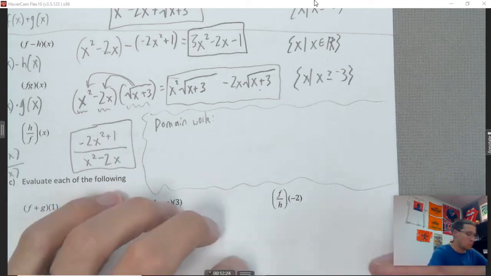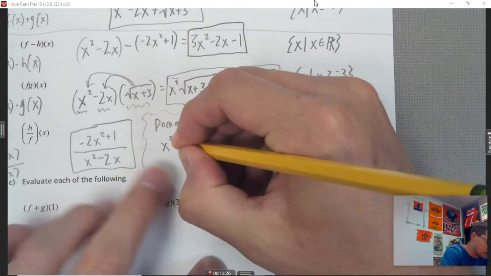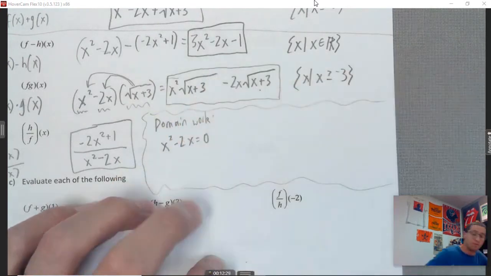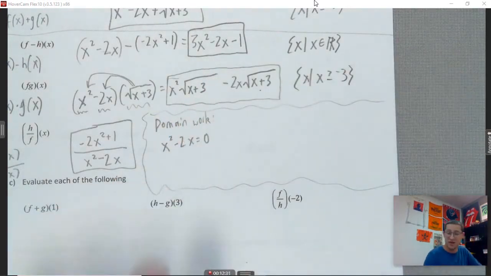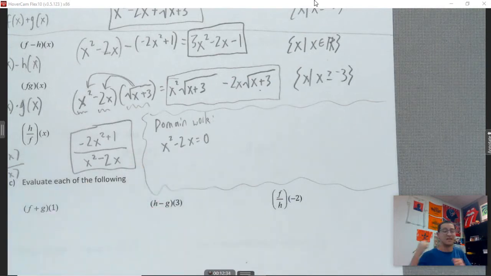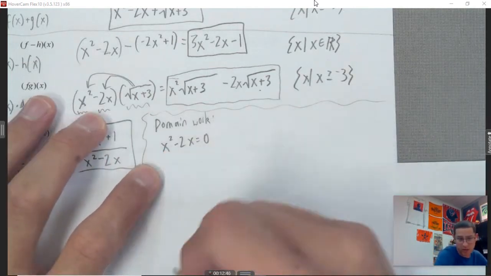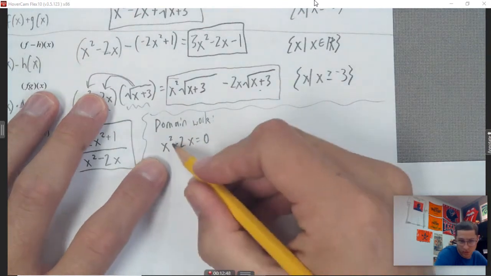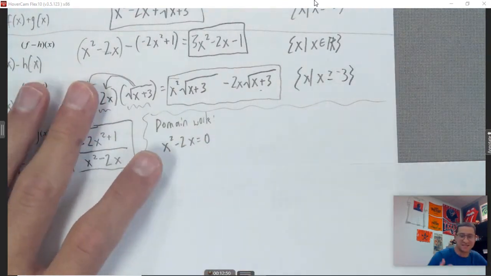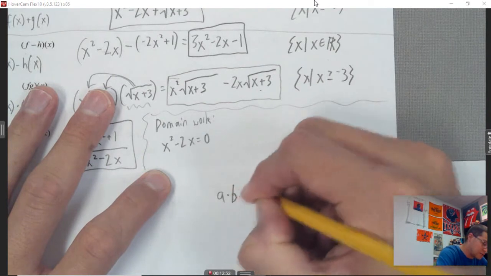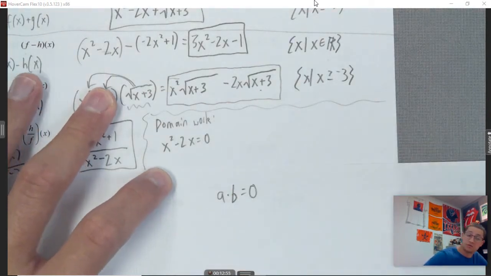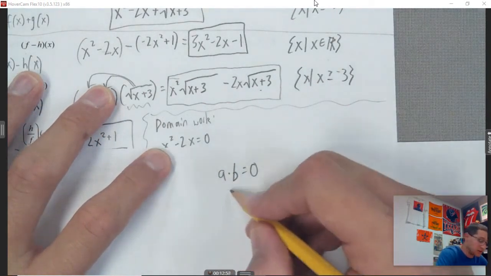What I like to do is set this x squared minus 2x equal to 0. Whatever values of x give me a 0 here, I'm going to take those out of the domain. I'm just going to write set builder notation and put x not equal to this, not equal to this. Now, as a quick reminder of how we solve for these, the best way to do it, especially when you have multiple terms, is to get this into something that looks like a times b equals 0. Because when we have this, there are two options.